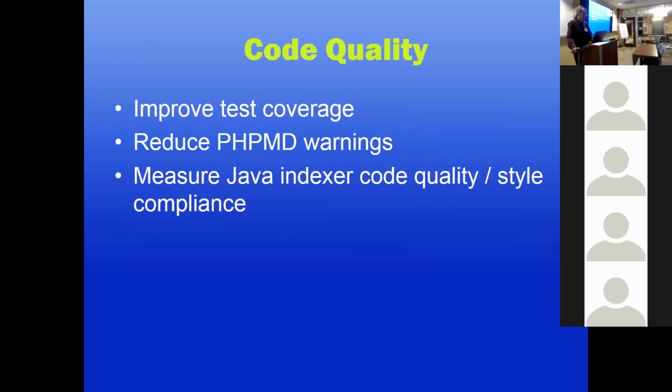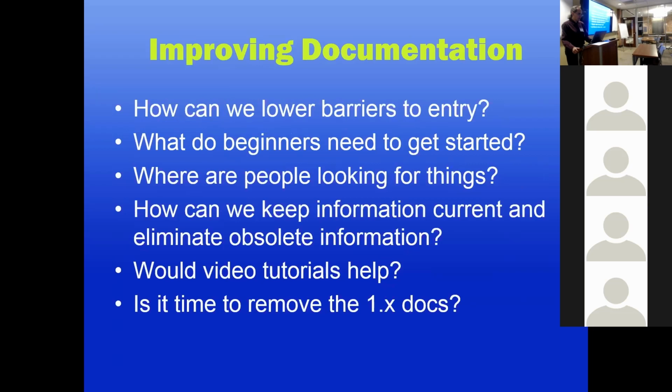Also, I've mentioned this before and haven't had time to follow up, but now that we have Java indexing code in the VuFind repository for our MARC indexing functionality, it would be nice to be measuring that code quality and style compliance to the same degree that we currently do for our PHP and JavaScript code, just for consistency. And really the reason we're not doing that is I haven't identified tools that will do the work, because I haven't had time. So, Java experts out there, make suggestions, I welcome them.